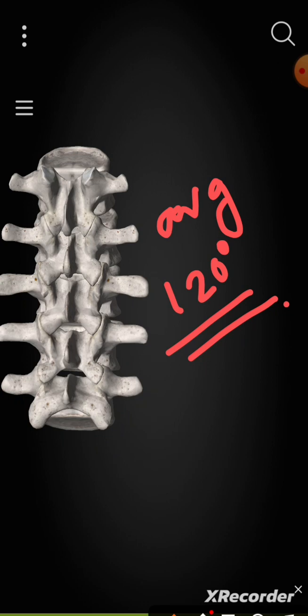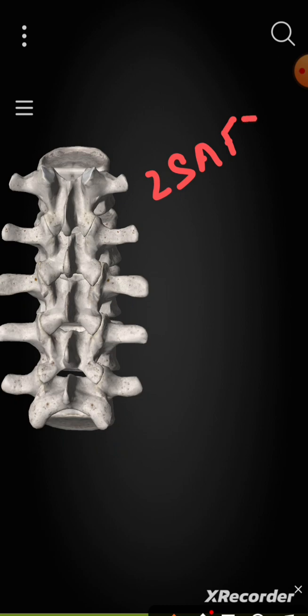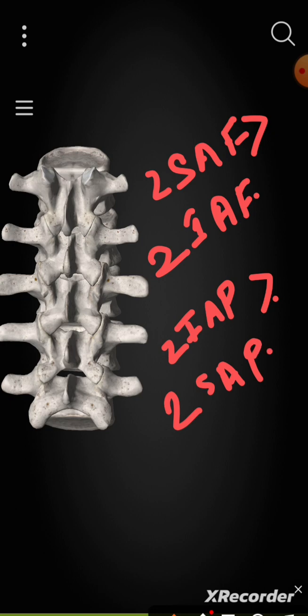There I told it is of facet. Don't make a mistake. I told about facet. Here I am telling about articular processes. Distance between two superior articular facets is more than two inferior articular facets. And here the distance between two inferior articular processes is more than two superior articular processes.